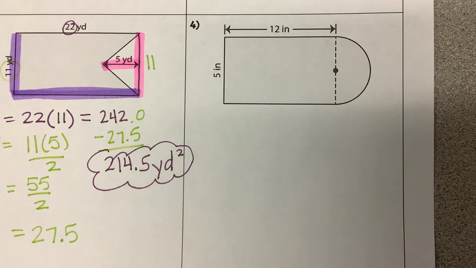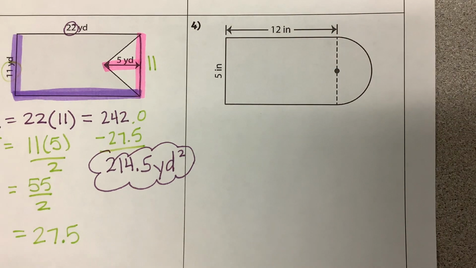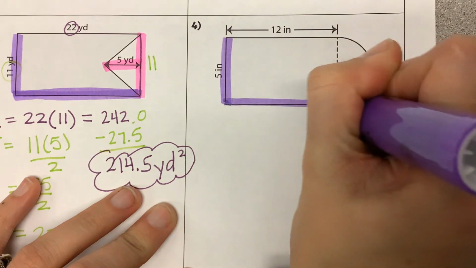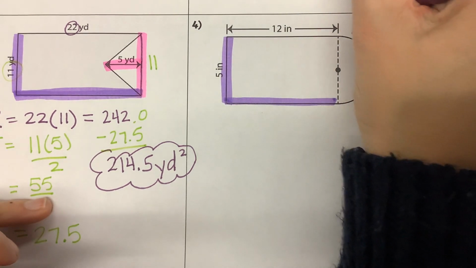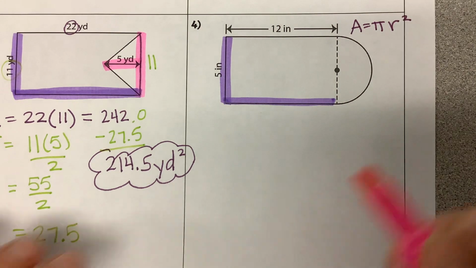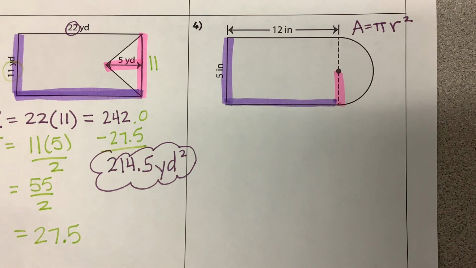Okay, number 4. I see two shapes. It's kind of divided for us already with that dotted line. So we need to find the area of our rectangle, base and height, and then our circle. And remember, for area of a circle, it's that area equals pi r squared. So we're doing the radius, not the diameter.